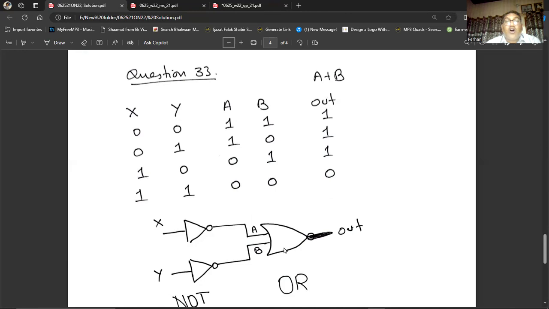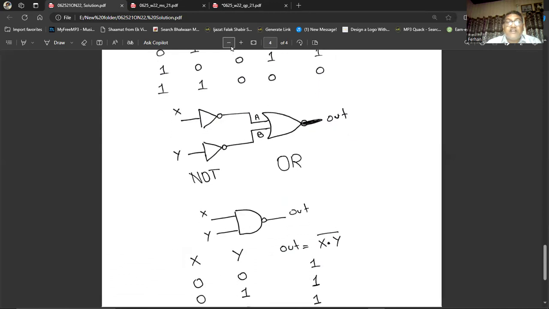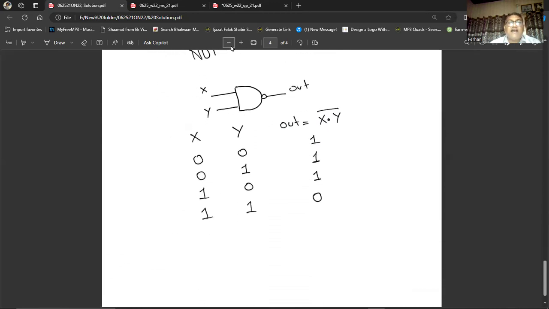Then this is an OR gate. OR gate is like addition. So 1 plus 1, that will be 1. 1 plus 0, that will be 1. 0 plus 1, that is 1. 0 plus 0, that will be 0. So remember this truth table. So the D option there, that is a NAND gate. Here you have an AND gate, and then you have a NOT gate in front of it.